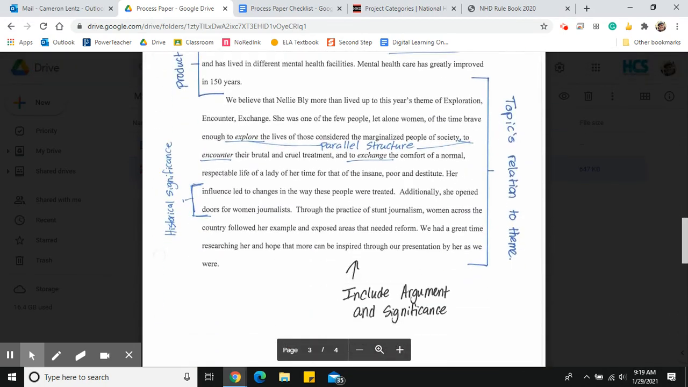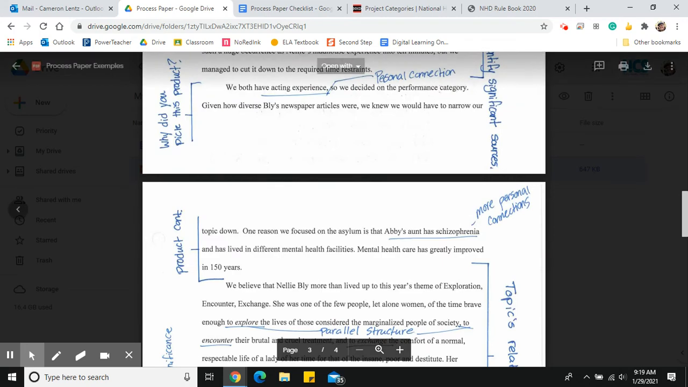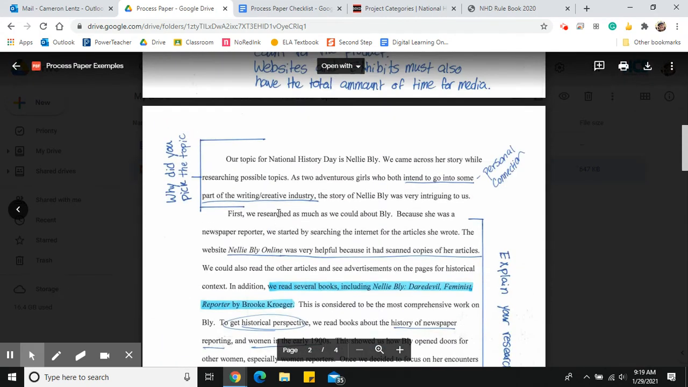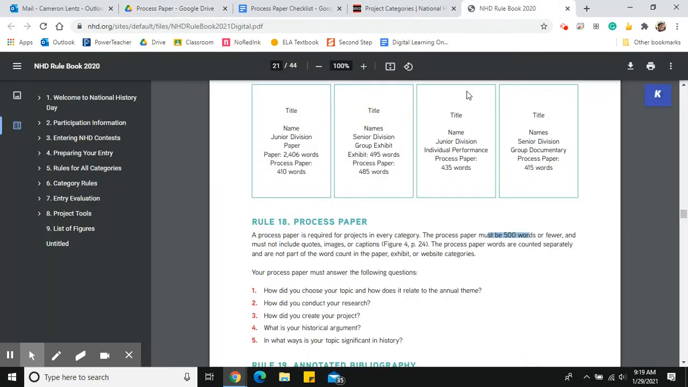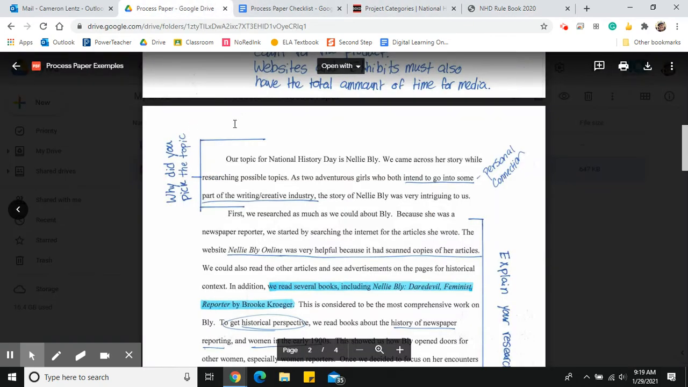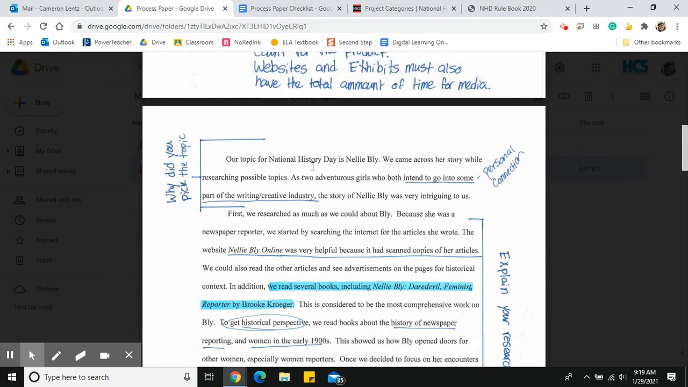You can see it's about a page and a half long, and each paragraph basically addresses the questions that you need to address in your process paper. So if we look at the first paragraph, our topic for National History Day is Nellie Bly. We came across her story while researching possible topics. As two adventurous girls who intend to go into some part of the writing creative industry, the story of Nellie Bly was very intriguing to us.